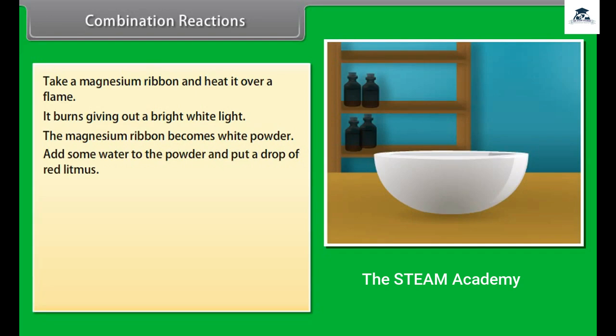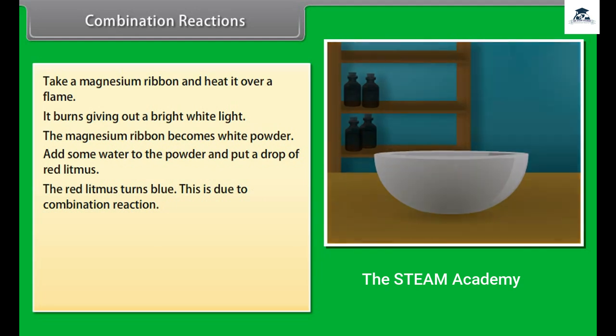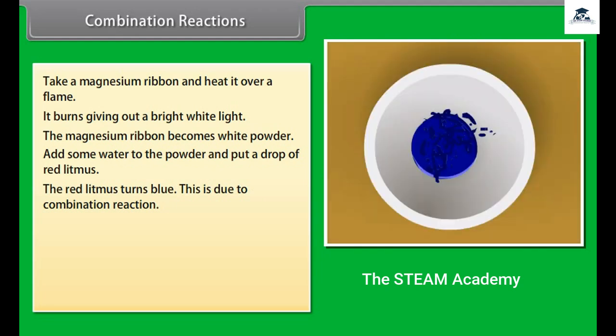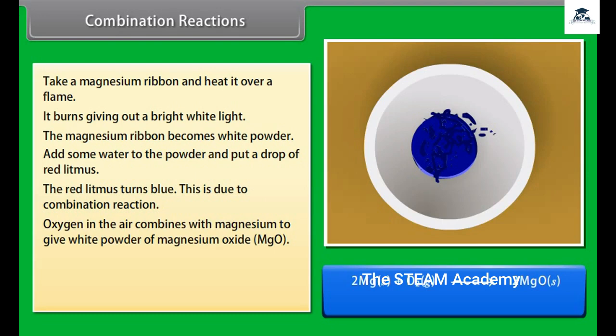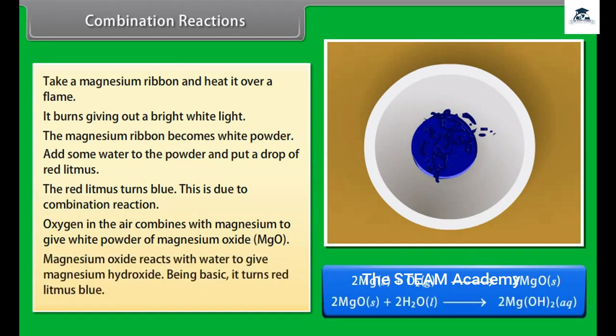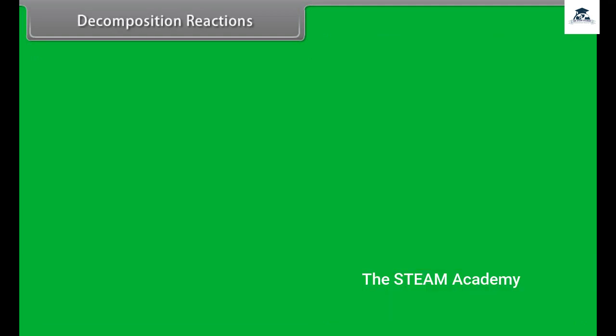Now add some water to the powder and put a drop of red litmus. The red litmus turns blue. This is due to combination reaction. Oxygen in the air combines with magnesium to give white powder of magnesium oxide. Magnesium oxide reacts with water to give magnesium hydroxide. Being basic, it turns red litmus blue.